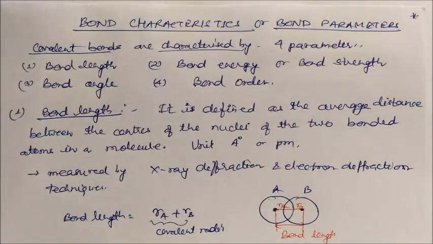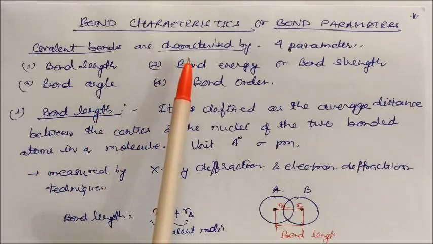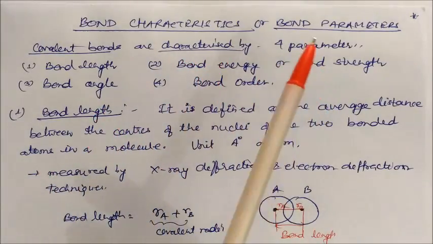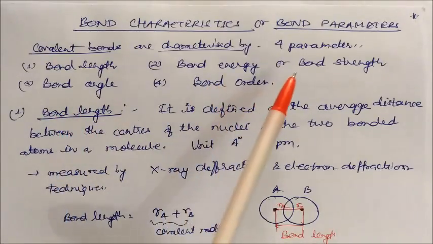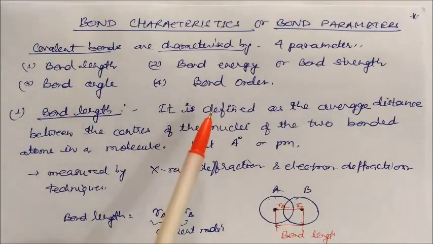Welcome to this session again. In this session we'll learn bond characteristics or bond parameters. Covalent bonds are characterized by four parameters mainly. These parameters are bond length, bond energy, or another name is bond strength, bond angle, and bond order.